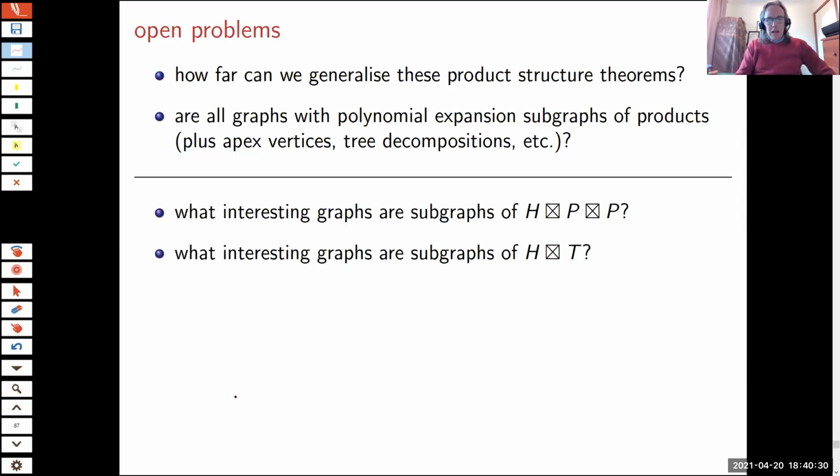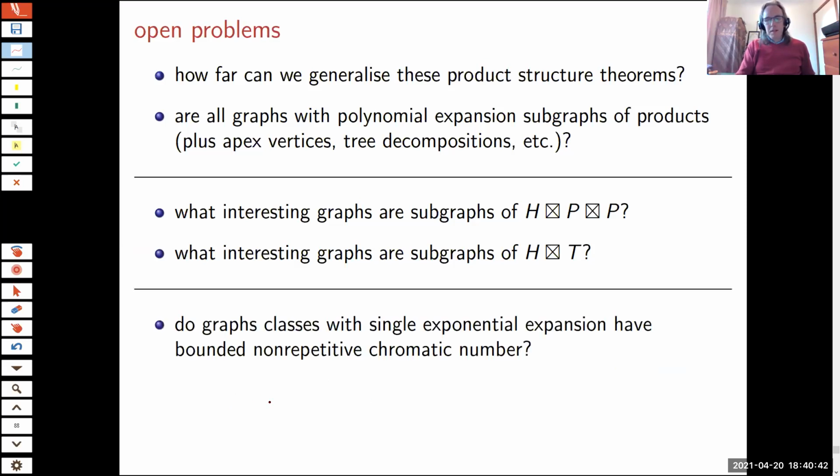What if you take other products, H times a path times a path? What are the interesting subgraphs of these things? Instead of a path, what if you took a tree, or especially a bounded degree tree?